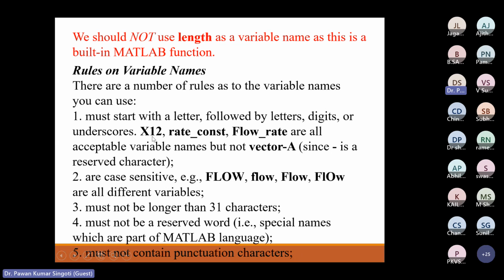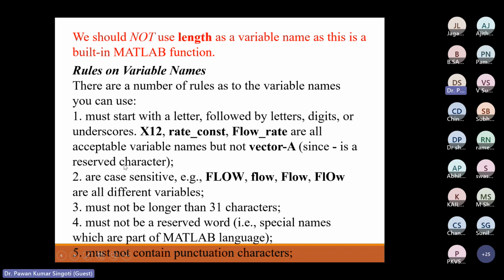One representation is shown over here, x12. This is rate underscore constant. So this second variable x12 we can write, rate underscore constant you can write, flow underscore rate are variables acceptable in MATLAB. But you can see this vector dash a. So a dash you cannot use in the name of any variable, since dash is a reserved character.